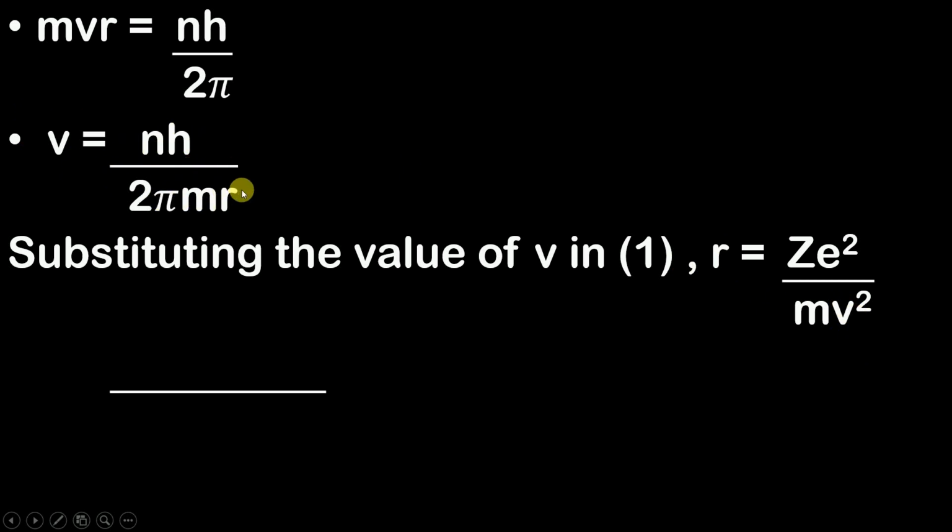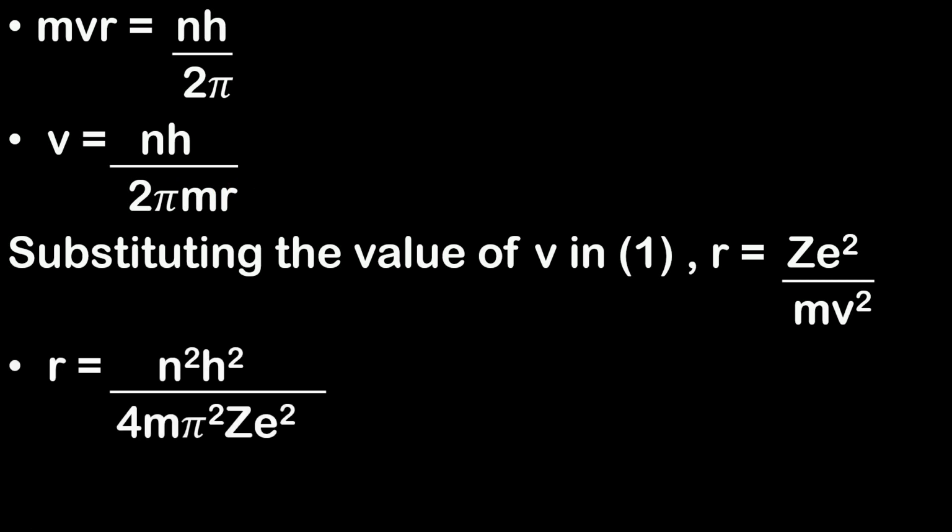After substituting the value of v, we get r equals n square h square upon 4 pi square m Z e square. And I hope you know the meaning of these terms. n is the number of the orbit in which the electron is revolving, h is Planck's constant, m is the mass of an electron, Z is the atomic number, and e is the charge of an electron. Now, guys, suppose you substitute n equals 1 over here. So you will get the radius of the first orbit. Suppose you substitute n as 2. Now you will get the radius of the second orbit. And how is the radius calculated? Radius is the distance from the nucleus to the orbit. So I hope this formula for radius is pretty much clear for you.